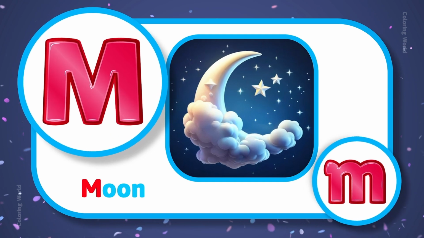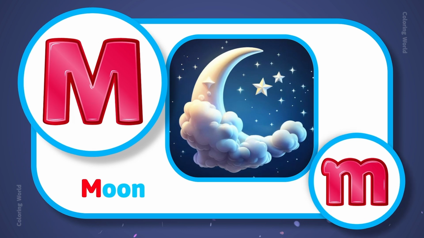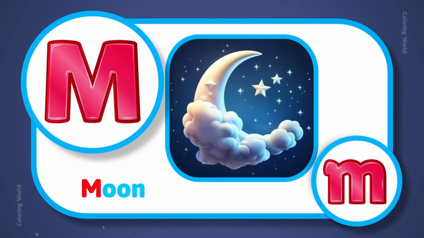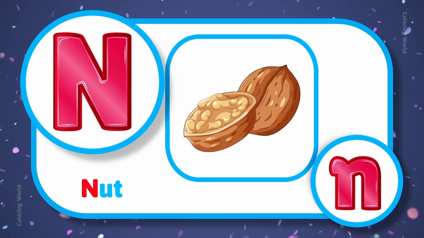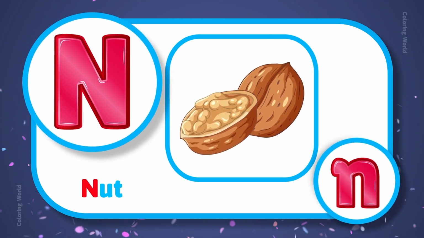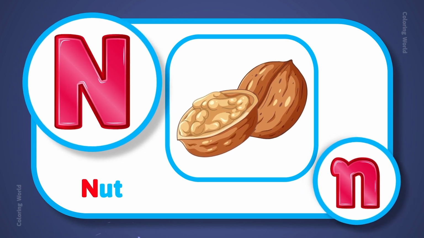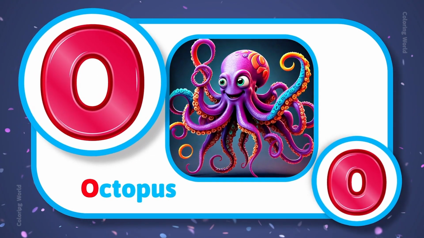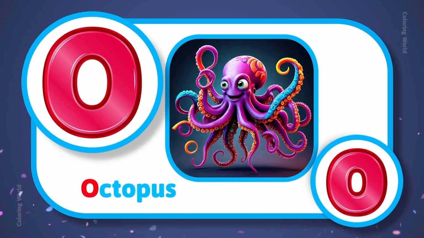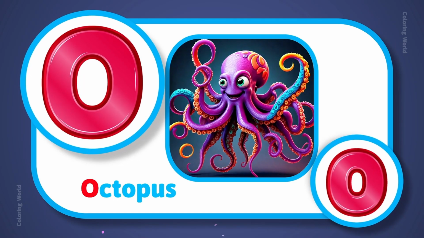M is for moon, moon. N is for nut, nut. O is for octopus, octopus.